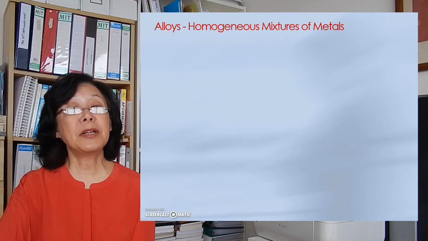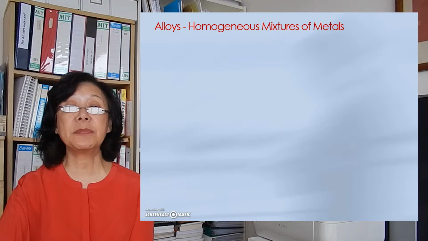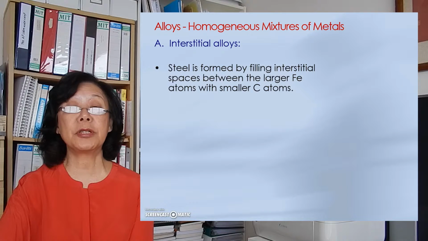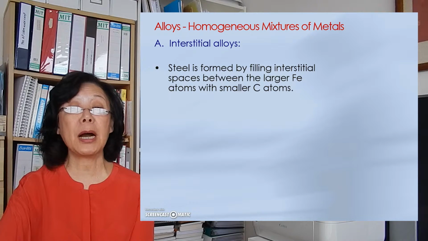When we put metals together to make a homogeneous mixture, we create alloys. And there are two kinds. One being interstitial alloy, such as steel. It is formed by filling these little spaces between the large iron atoms with smaller carbon atoms.